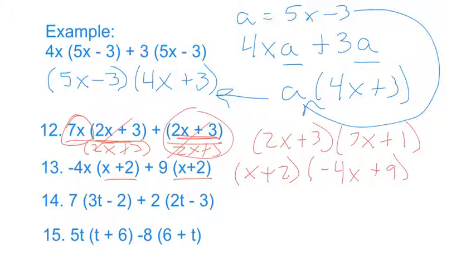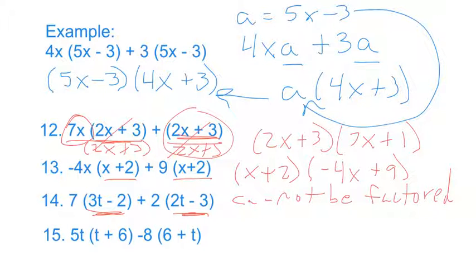Number 14. Is this the same as this? No. Is there any way I could rearrange this to make it the same as this? No. 2t, 3t, there's definitely nothing we can do with it. There is no factors. This cannot be factored. Cannot be factored. If you can read my handwriting here. I hate these stylus pens.